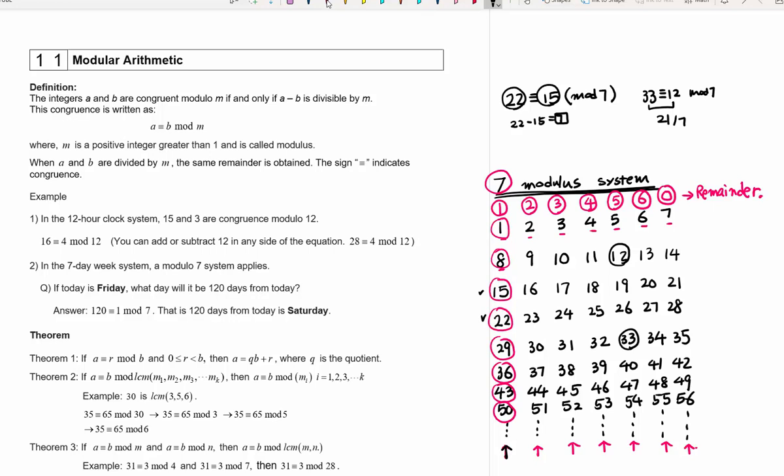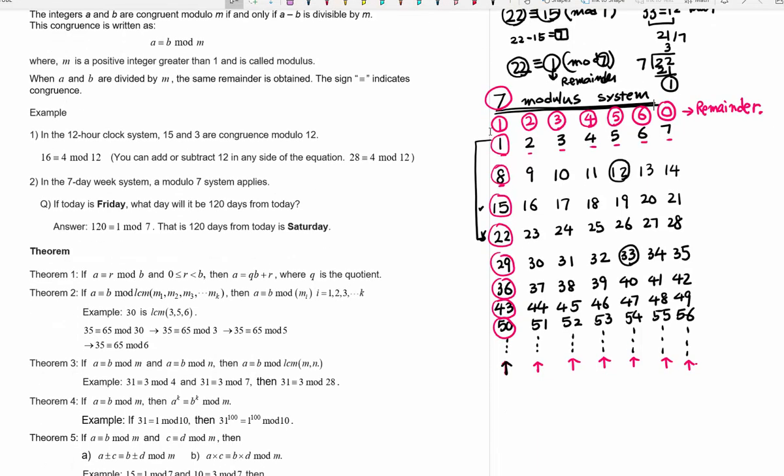If we choose over here 22 and 1, that is mod 7. What does that mean? 22 and 1 belong to the same column, and when we choose 1, which is less than 7, actually this number 1 is the remainder. When 22 is divided by 7, 3 times 7 is 21, remainder 1. That's the meaning.